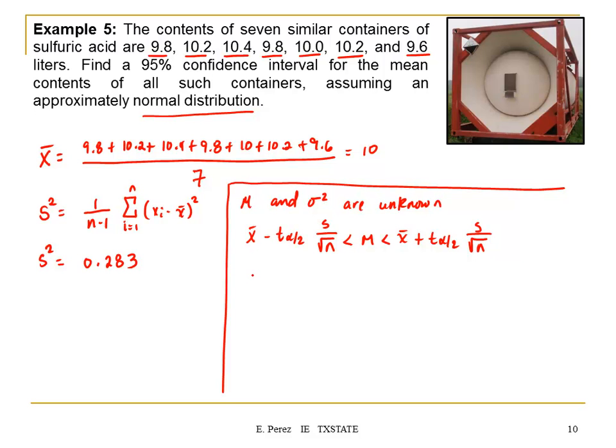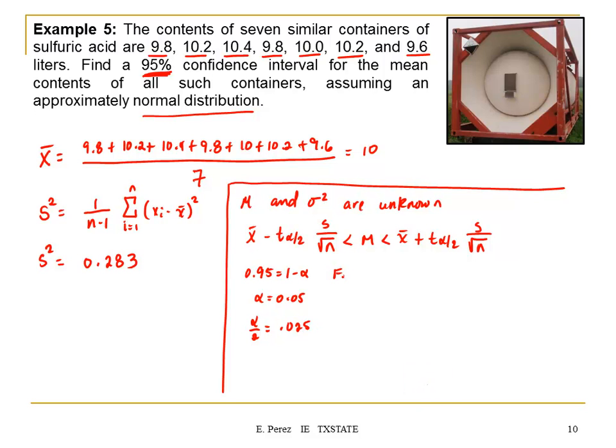So we have a 95% confidence interval, right? Make sure that I can change this number anytime. Do not assume that you're always going to use 95%. Make sure that you follow what the problem is asking. So 95% means that alpha will be equal to 0.05 and alpha half equals 0.025.